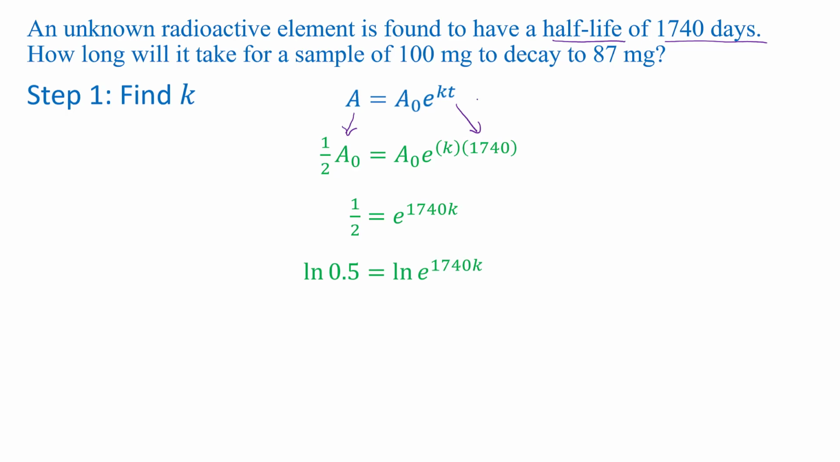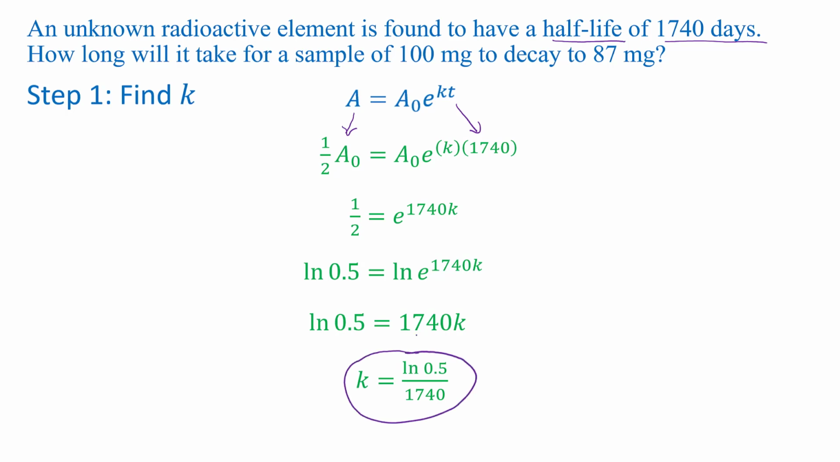Then we take the natural log of each side of the equation. On the right side, the natural log of e^(1740k) is equivalent to 1740k, so we've simplified our equation to ln(0.5) = 1740k, from which point we divide both sides by 1740 to get k = ln(0.5)/1740. And as before, I don't want to put k into a calculator. I don't want to approximate k. I want to keep it exact until the end of my solution process to avoid rounding errors.